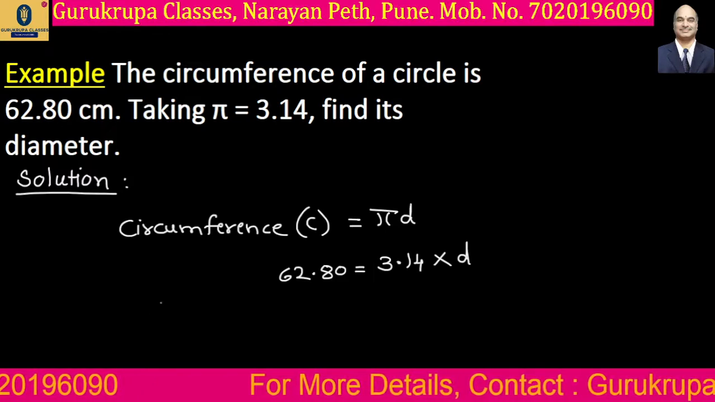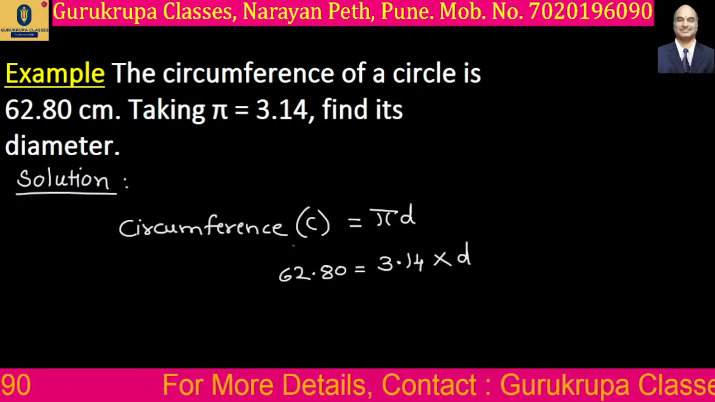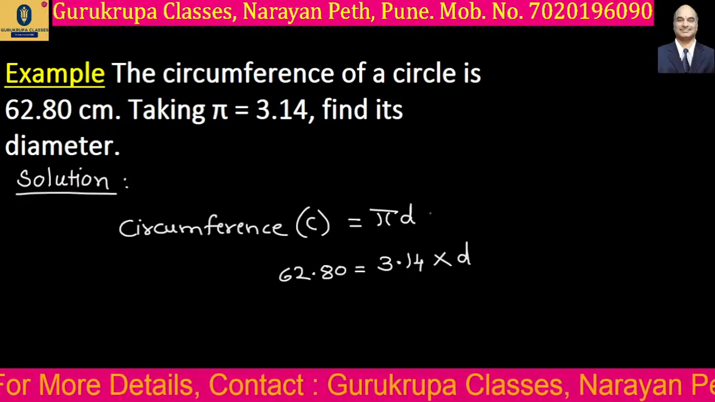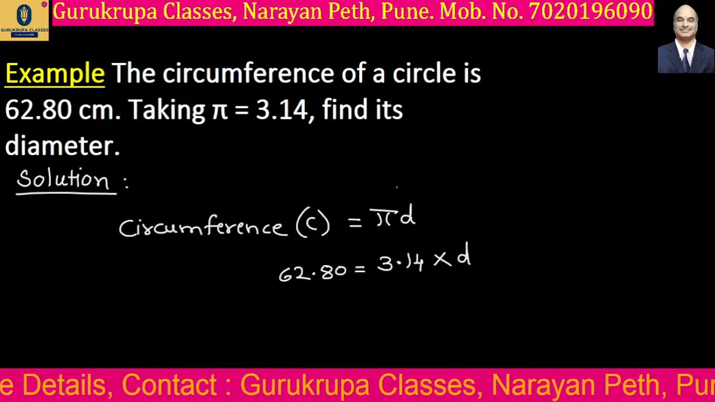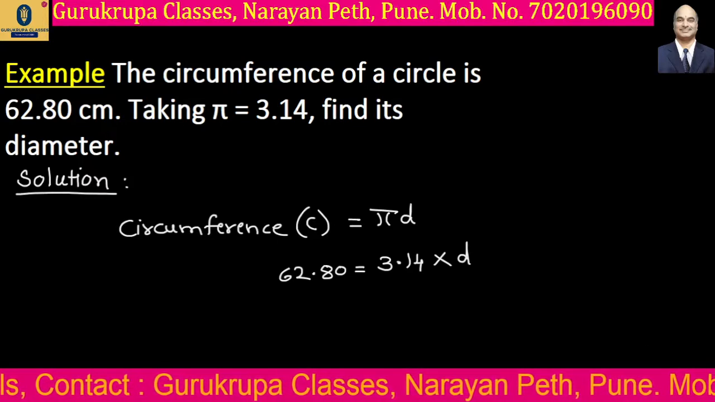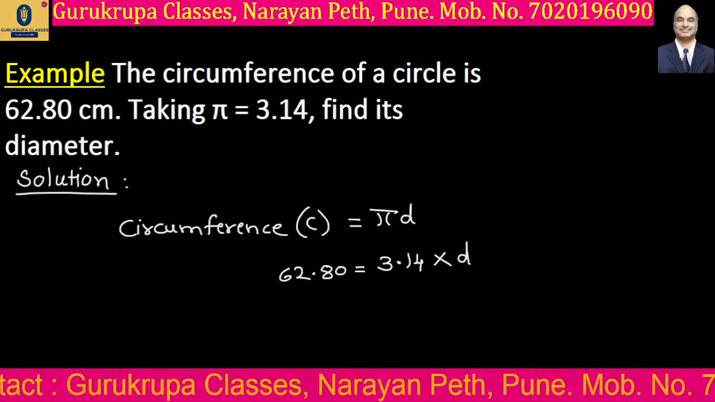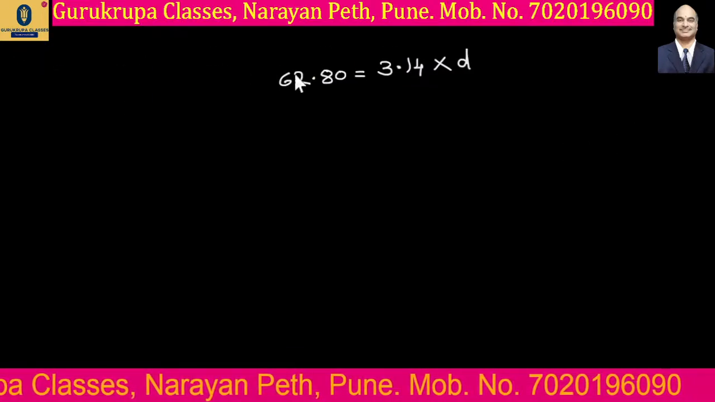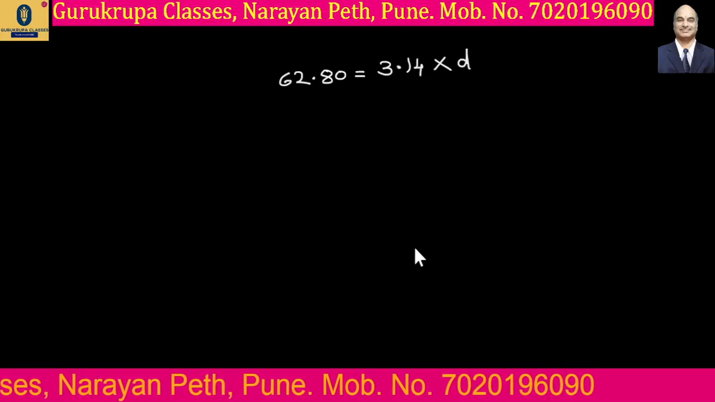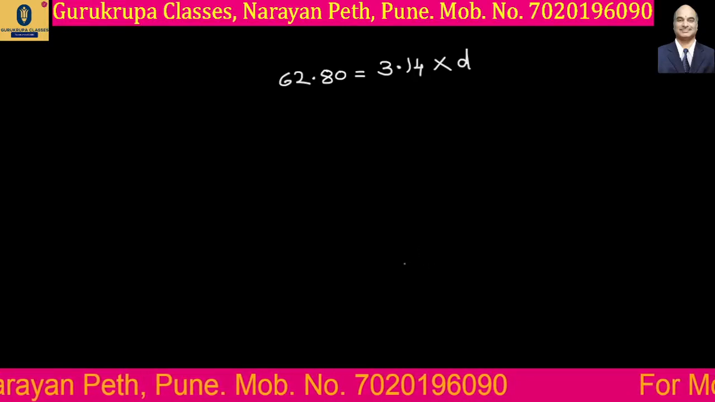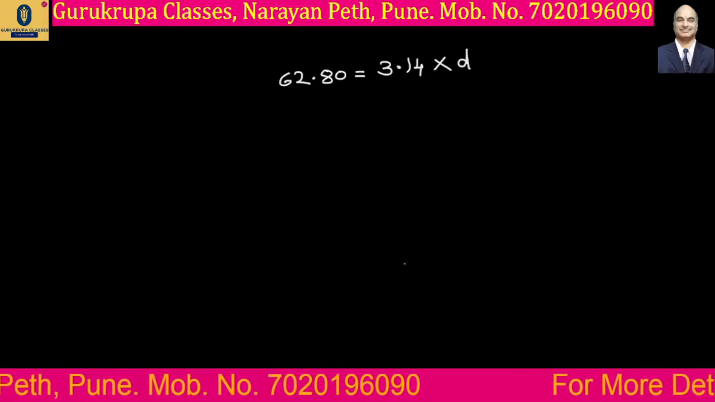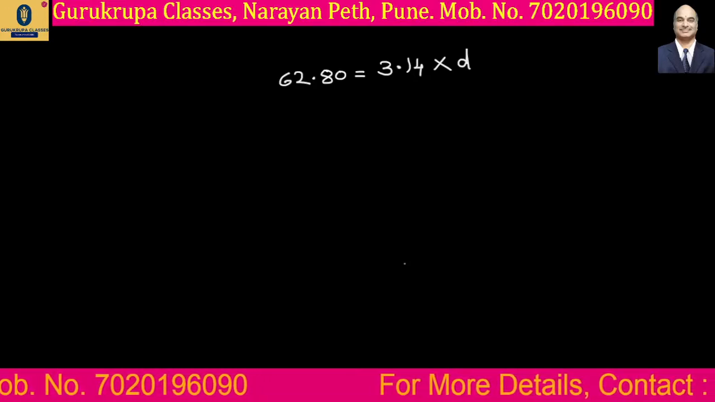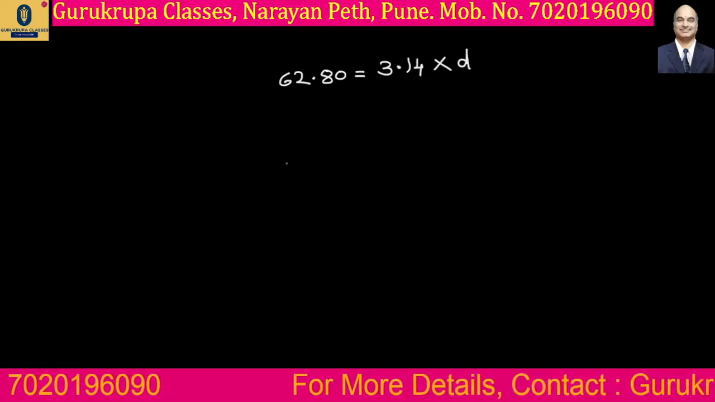So in the solution we have written here circumference C is equal to pi d. Why do we use pi d? Because we have to find the diameter only, not the radius. So here that formula we have used in this case. Now filling the values: circumference 62.80, value of pi 3.14 and value of d is d.